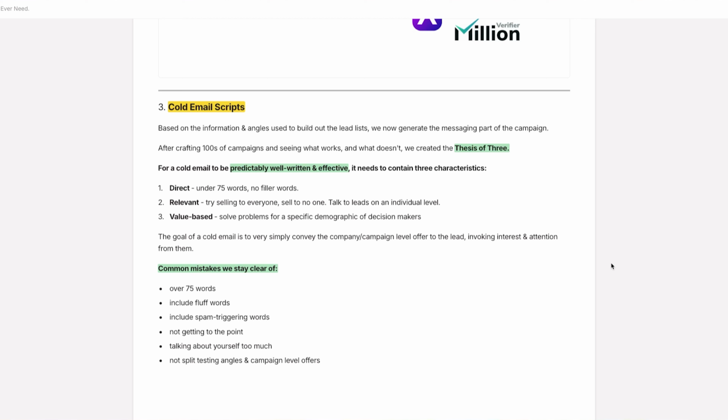Next is being value-based. Now this is the hardest part because solving someone's problem is always the hardest part, right? That's what you actually get paid for. So you need to be value-based and solve specific problems for specific people and make sure that they understand that you know how to fix their pain. So the goal of the cold email is very simple. It's just to convey the company level offer or the campaign level offer, which is basically a lead magnet or some sort of offering like that, to the lead and invoke some sort of interest or attention from them. That's it, right? That's literally the whole goal of the email.